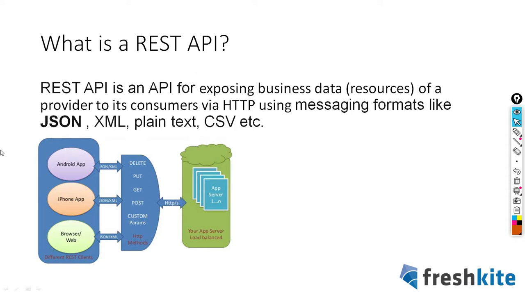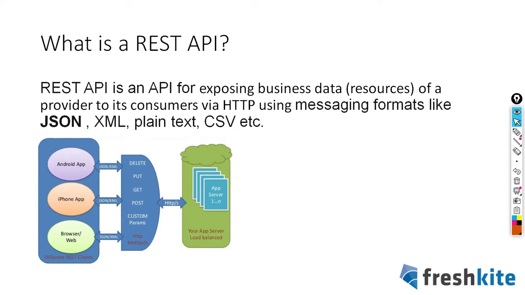So what are the clients? You can access the API from a web browser, an iPhone application or an Android application. And these are the different HTTP methods. You can get information from the database through the API, you can post information, you can modify information, and you can delete information. Apart from these methods, you can also have your own custom methods. So the REST API is mainly used for exposing your business data.